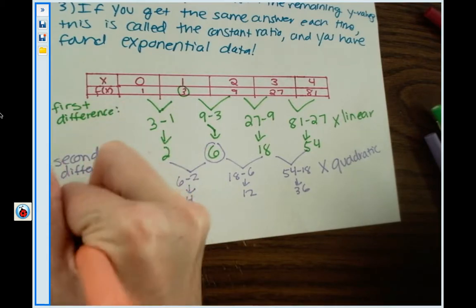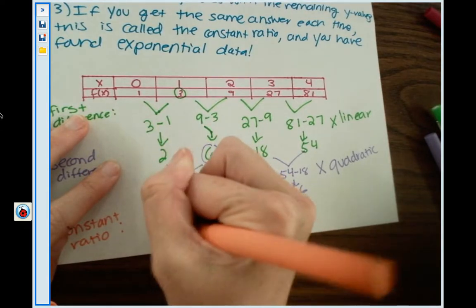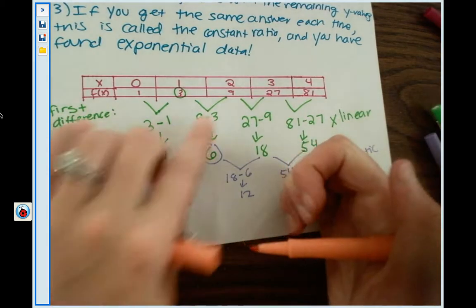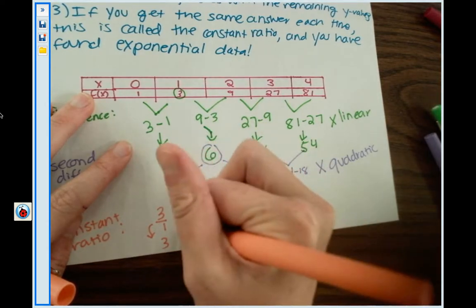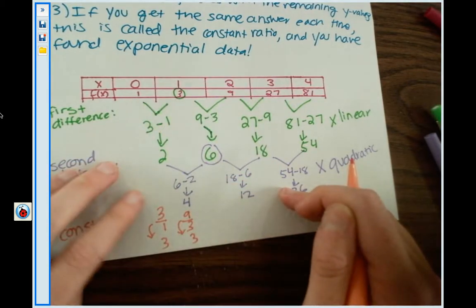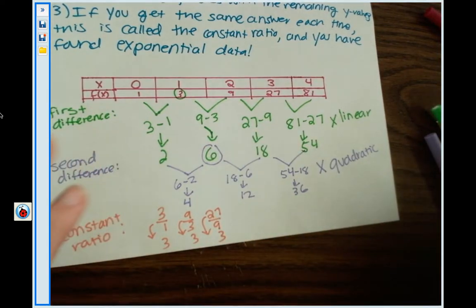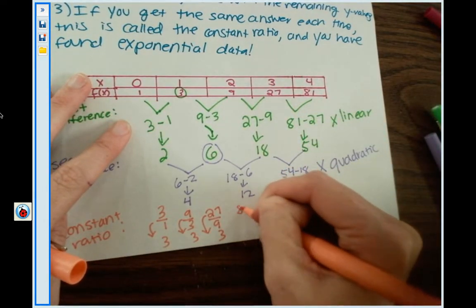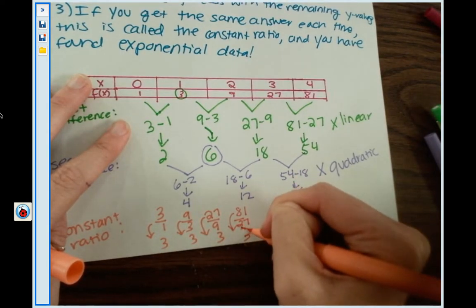So constant ratio. Okay, I'm going to start with my 3 and divide it by 1, which gives me a 3. Then I'm going to move on to my next one. So I'm going to do 9 divided by 3, which gives me a 3. I'm going to move on to my next one, 27 divided by 9, which also gives me a 3. Maybe you guys are seeing a pattern. And then I'm going to go to my last y value, 81 divided by 27. Guess what, you guys? That also gives me a 3.